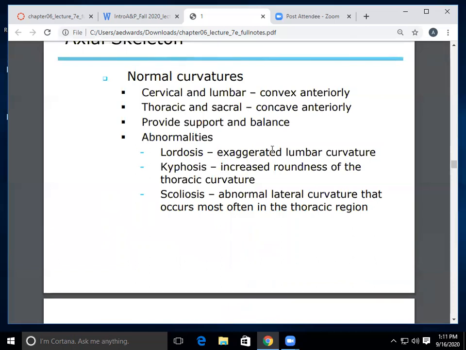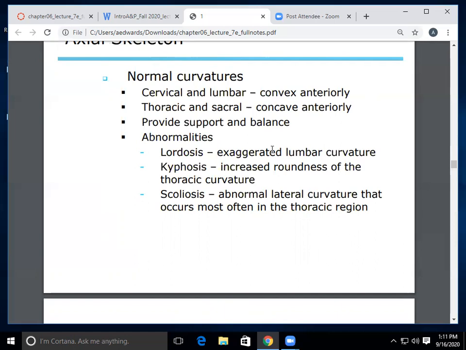So it tells you here a little more about the curvature of the skeleton or of the vertebrae. So we say that the cervical vertebrae and the lumbar vertebrae are convex, and the thoracic vertebrae and the sacral vertebrae are concave, give you support and balance. Now, what are the medical applications of this? Well, if you have an exaggerated lumbar curvature, it's called lordosis. And if you have increased roundness in your thoracic curvature, that's called kyphosis.